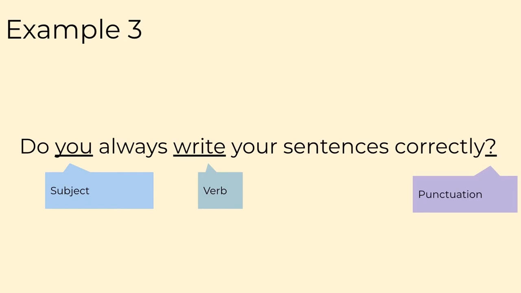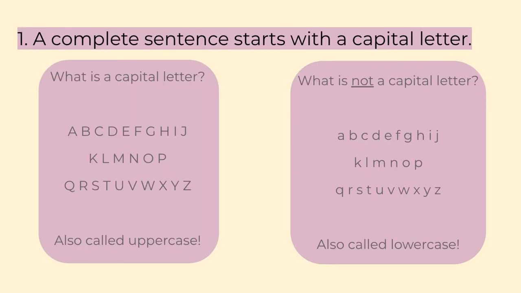All right, let's talk a little bit more about these so that we can understand it a little bit better. So number 1, a complete sentence starts with a capital letter. So let's look at the difference. In our first box, we have what is a capital letter, and it has the whole alphabet in capital letters. Sometimes these are called uppercase letters. So what is not a capital letter? Any of these that are lowercase letters.